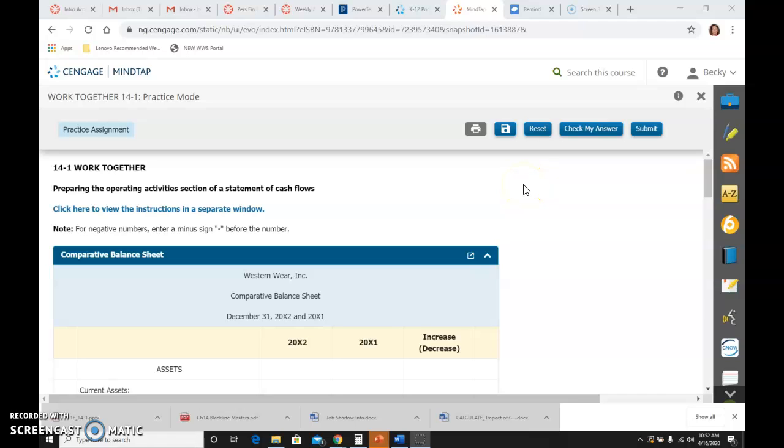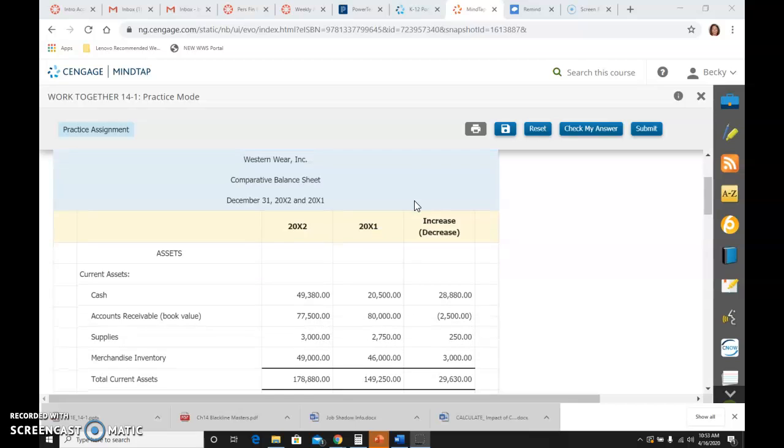So we are going to do the 14-1 work together. It is on page 410 in your book if you want to read the directions, or just click here and you can view the directions. Notice here it says for negative numbers to use a minus sign, so make sure you remember that as we go.